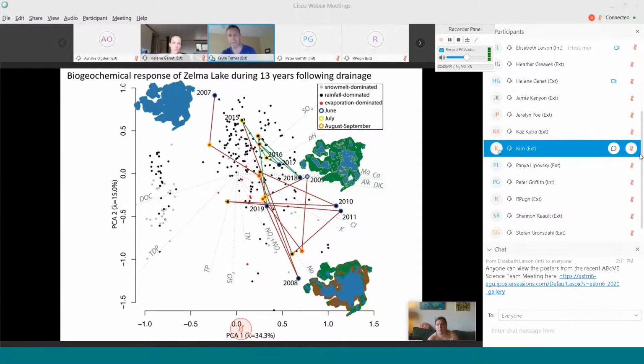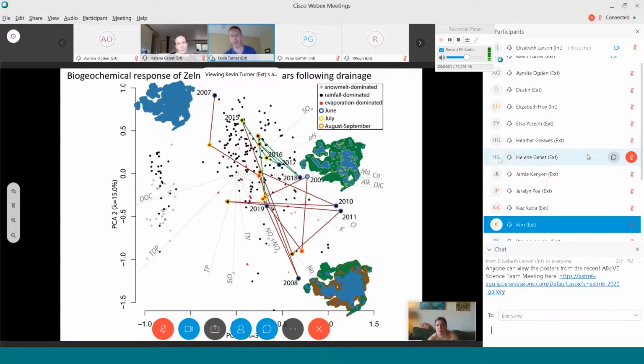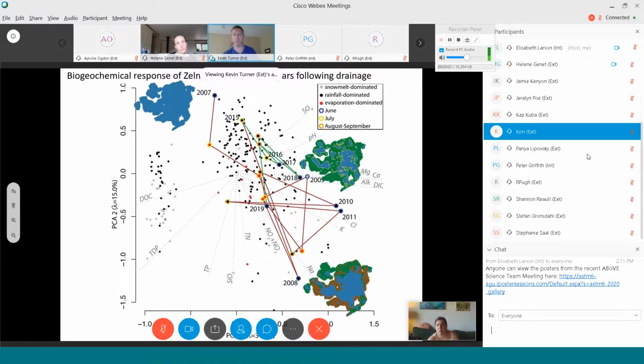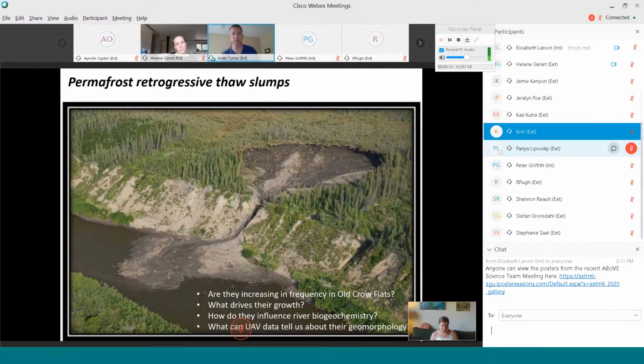So that's the story of Zelma Lake, and now the ongoing research is to apply that to a grander scale and maybe get a sense of how other basins are responding during the same time frame. Okay, getting to permafrost retrogressive thaw slump. Sorry, the last figure I have to do for this draft that I'm almost ready to submit is the actual site map. But this is along the Old Crow River.